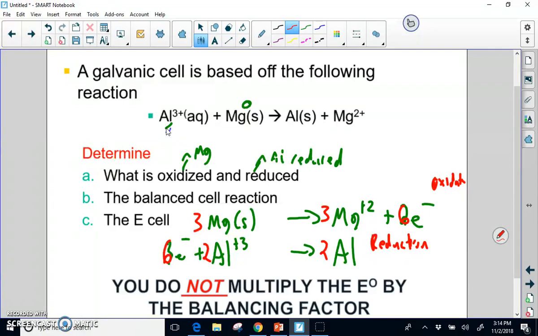So this is occurring at the cathode. And in class on Monday, we're going to have a lot of practice with this. So now we need to calculate the E naught. So we need to go to the table. Now I'm going to bring up the table, and I'm going to find the E naught for this oxidation reaction.